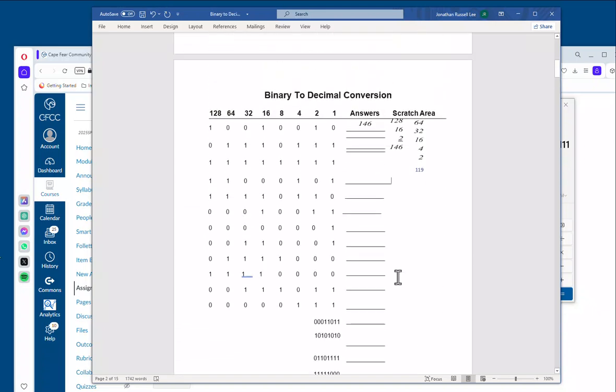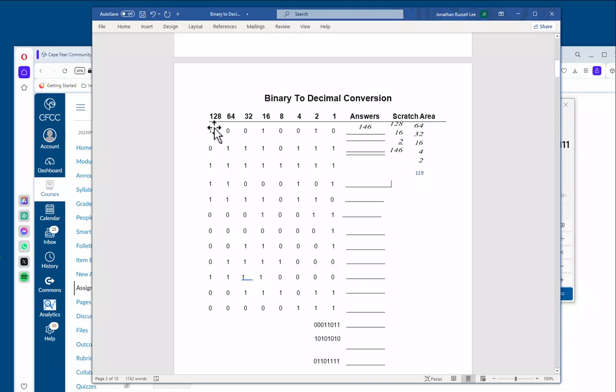Okay, so this one, see how these things are all arranged in columns, and it's just to help you figure out that, like for right here, you've got no 128s, no 64s, no 32s, no 16s, no 8s. All you've got is a 4 and a 2 and a 1. And so 4, 5, 6, 7. So 3 ones there is going to just be 7.